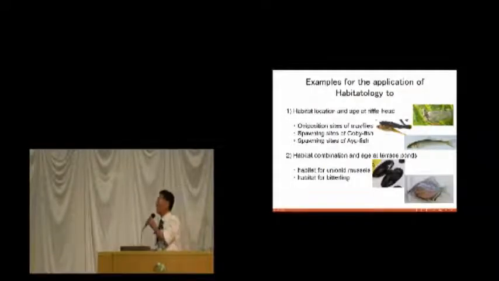This is today's menu of my presentation. I'd like to explain the examples of the application of habitatology. First one is the habitat location and age at the reef head, because the reef head is a very key character of the geomorphology for the oviposition sites of insects and spawning sites of several kinds of fishes.